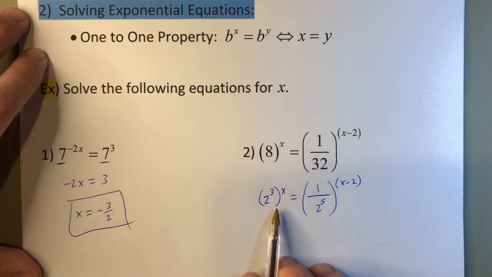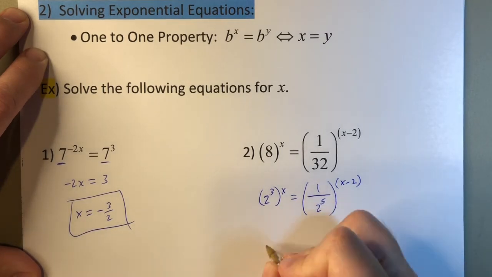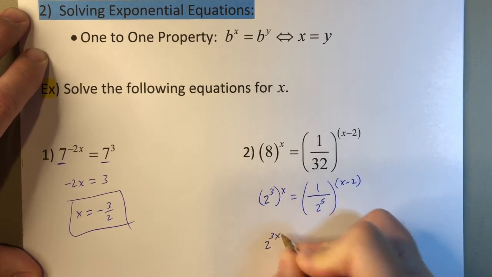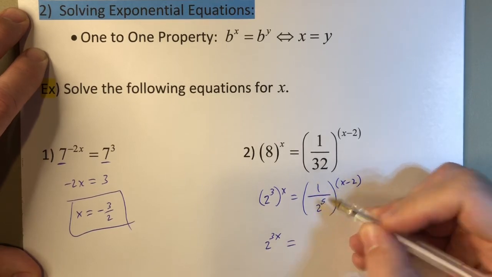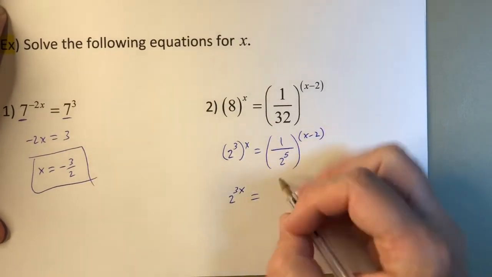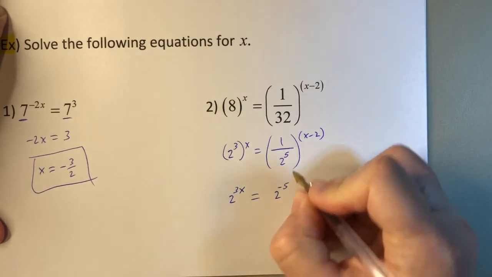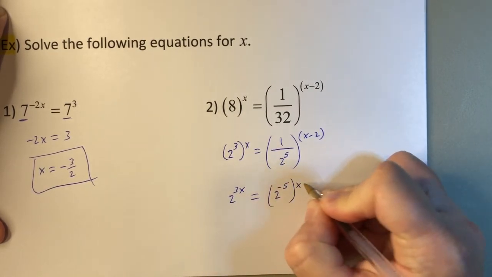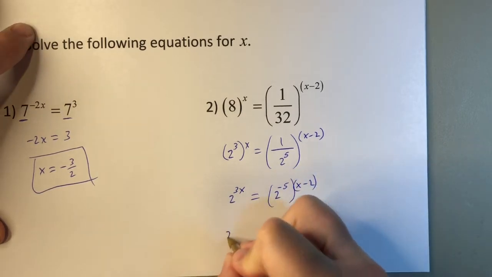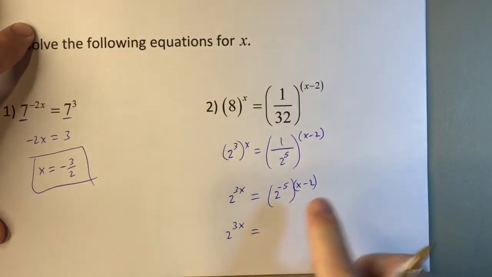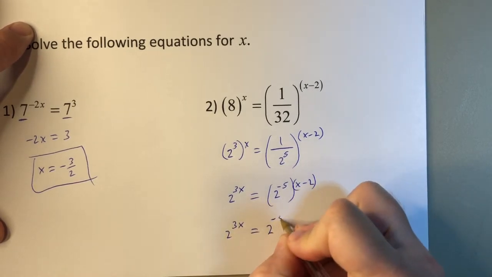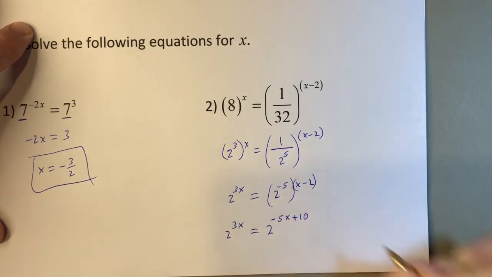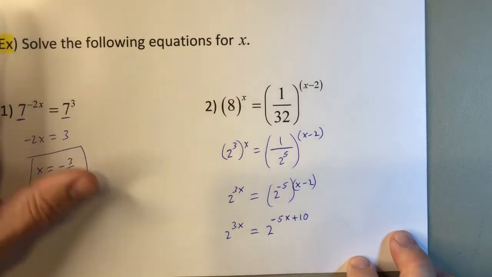But anyway, going back to this example, I'm going to look at the power of a power property. That's going to give us what? 2 to the 3x. And over here, this 1/2 to the +5 is exactly the same as 2 to the -5. That's the definition of a negative exponent. And then again, what I'm going to do is power of a power. So I get 2 to the what? -5x plus 10.